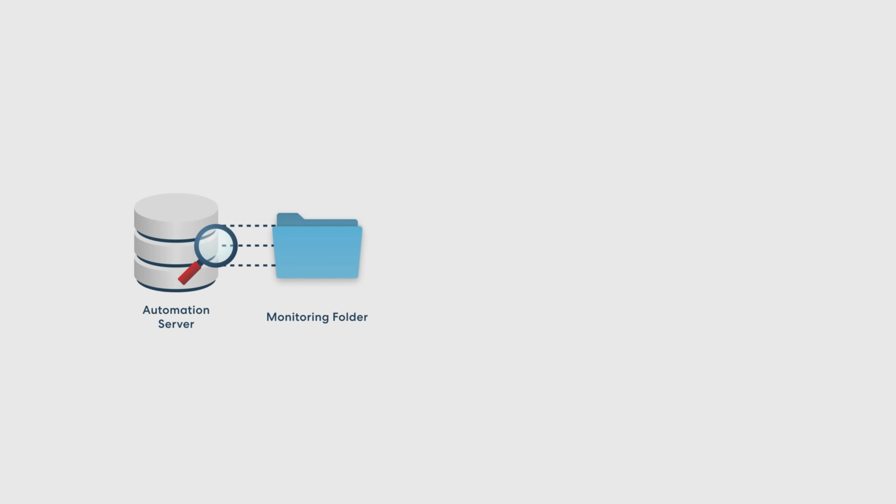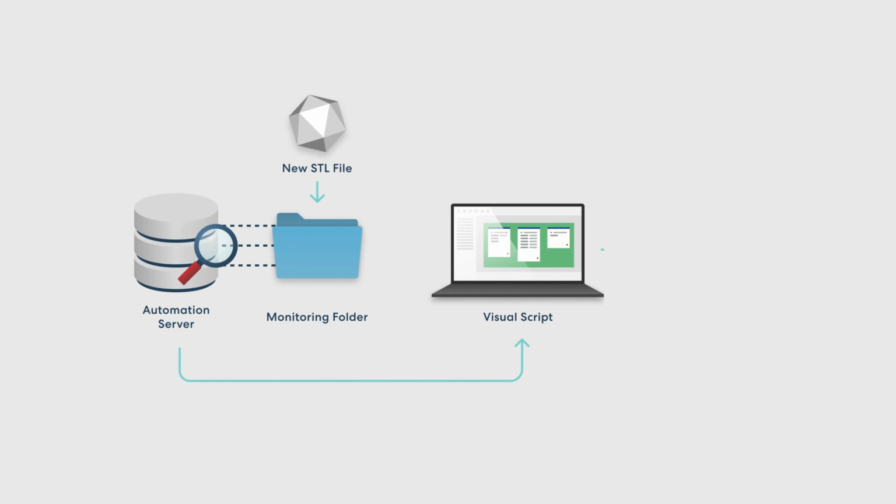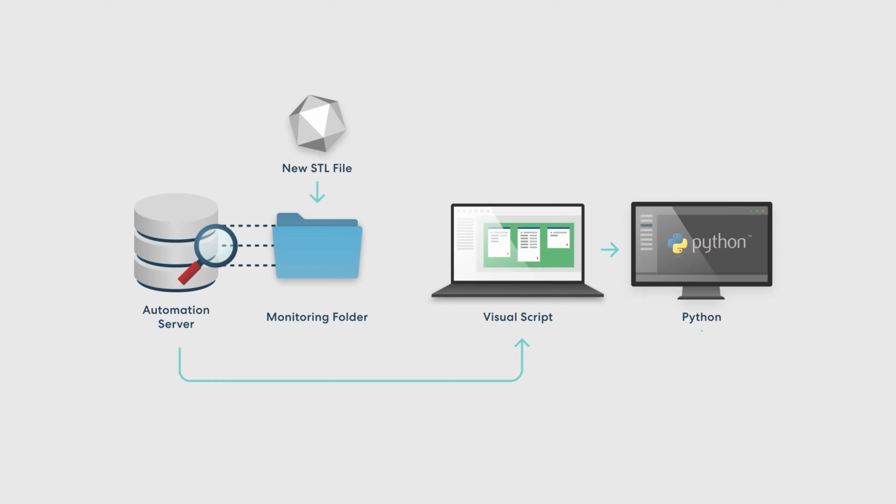To put all that in perspective, it works like this. The automation server watches the monitoring folder for new STLs. When one is moved or saved there, it recognizes that since it's an STL file, based on the ID rule, it needs to go to the visual script. The visual script picks up the file, does its thing, and sends the file name and measured volume to Python, which writes or appends to the text file.